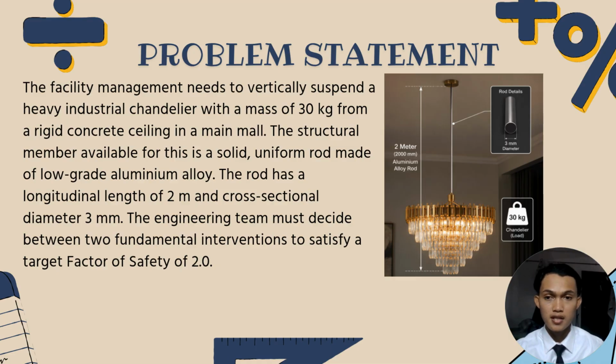For our case study, the facility management needs to vertically suspend a heavy industrial chandelier with a mass of 30 kilograms from a rigid concrete ceiling in a main mall. The structural member available for this is a solid, uniform rod made of low-grade aluminum alloy. The rod has a longitudinal length of 2 meters and a cross-sectional diameter of 3 millimeters. The engineering team must decide between two fundamental interventions to satisfy a target factor of safety of 2.